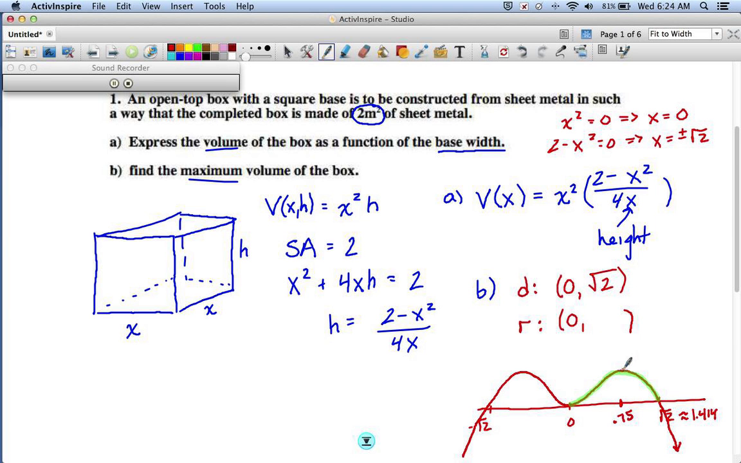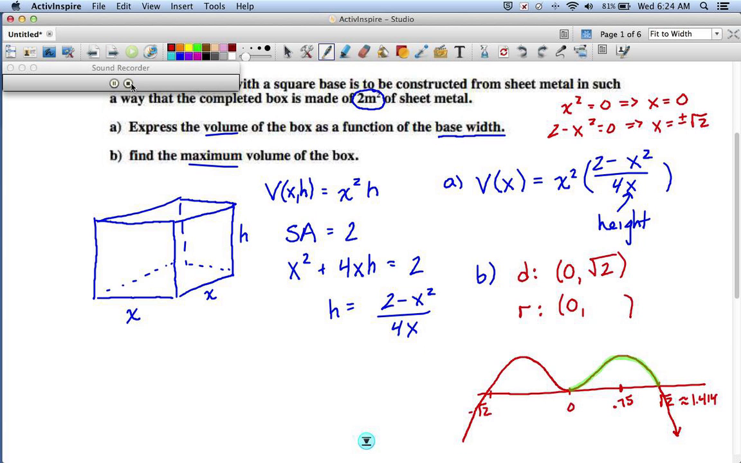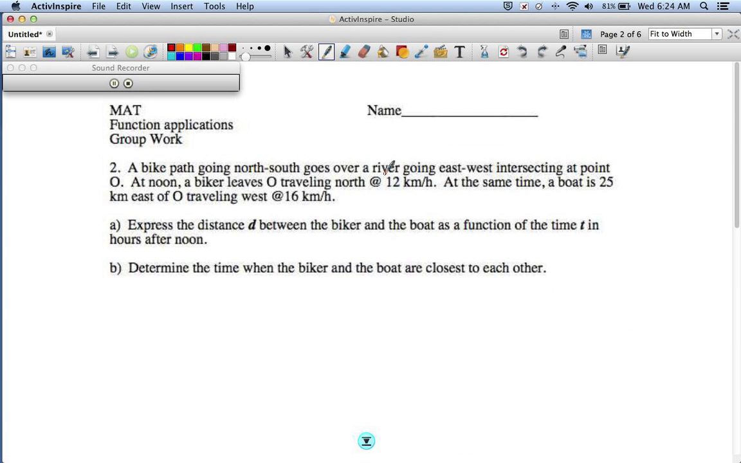Of course, then we're going to do second calc, maximum, left bound, right bound, guess. Let's look at problem number 2 and get you started on that one.